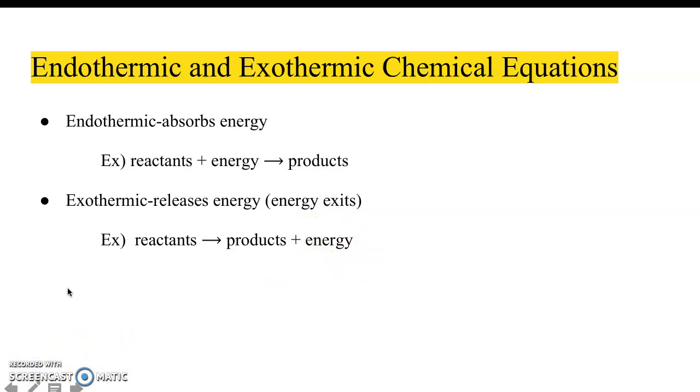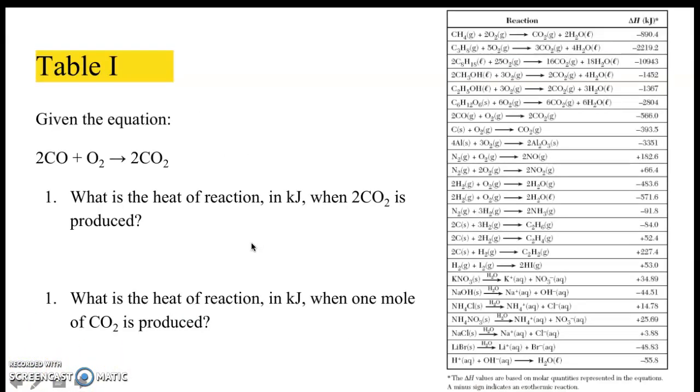Now what I would like for you to do is get out your reference table and turn to table I. Alright, so let's take a look at table I. This is what it should look like in your reference table. So we have a whole bunch of chemical reactions listed, and we have their delta H values. So again, delta H, it's an energy term, which is why the unit is in kilojoules. And this is the amount of energy it takes for that reaction to occur.